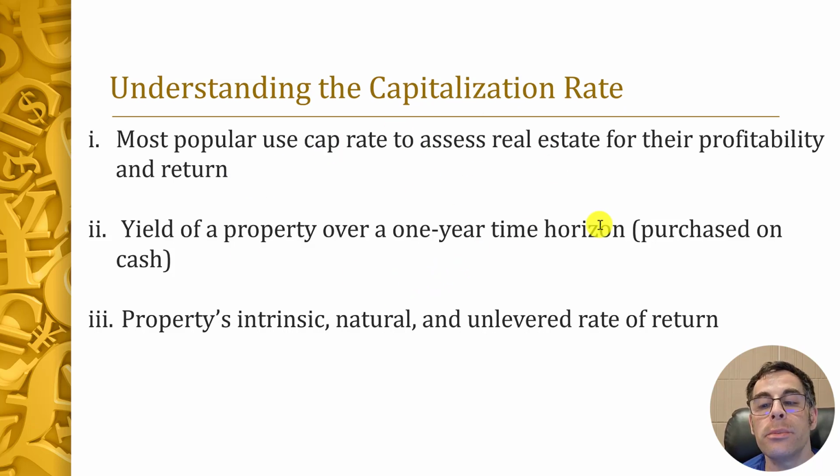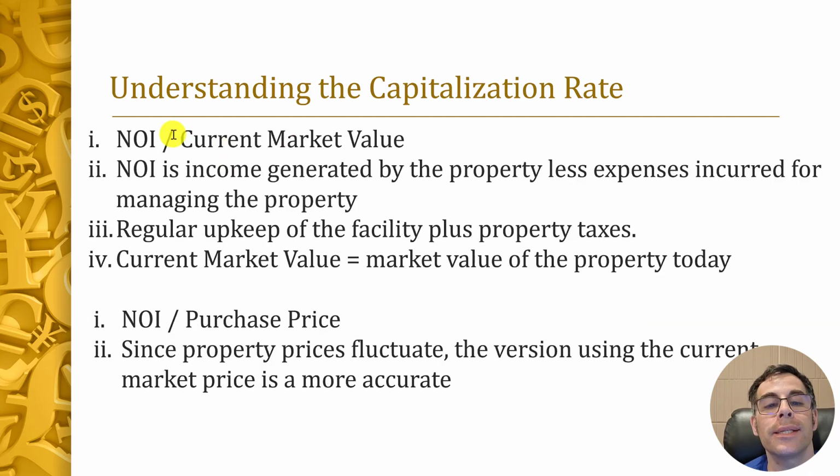The cap rate assumes you purchase the entire property with cash, and it's a yield over a 1-year time horizon. It's the property's intrinsic, natural, and unlevered rate of return. Unlevered means no debt. Leverage is debt. So once again, the formula is NOI over current market value. NOI is the income generated by the property less expenses, so less taxes, insurance, and maintenance. So that includes all regular upkeep to maintain the lawn, pay for insurance.